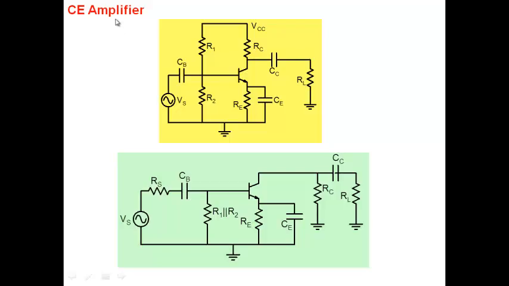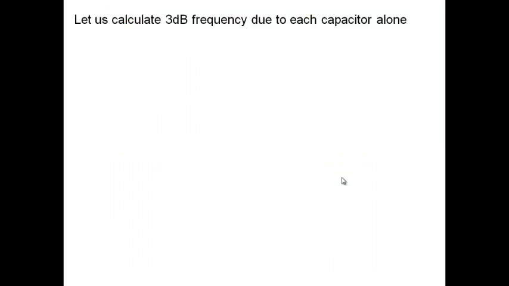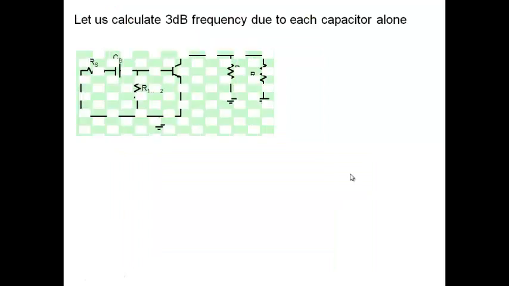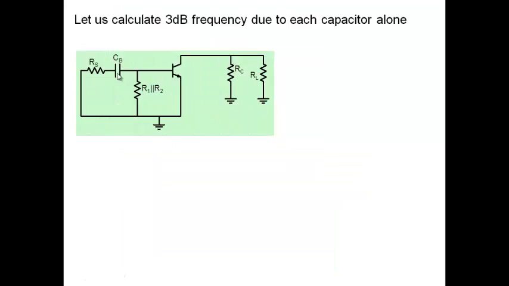Our goal is to find the 3 dB frequency, so I'm not going to short the capacitors now. This will not be shorted, this will not be shorted, this will not be shorted. So 3 capacitors are there. Our procedure is to calculate the 3 dB frequency due to each capacitor. While I'm calculating due to CB, I'm going to short the other ones, so I shorted the other capacitors.